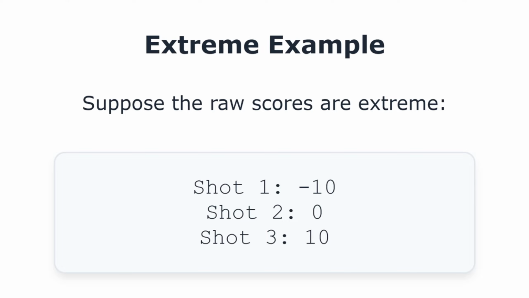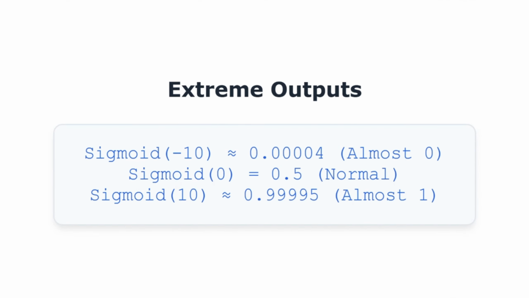After applying the sigmoid function, we get sigmoid -10 is approximately 0.00004, which is almost 0. Sigmoid 0 is 0.5, which is normal. Sigmoid 10 is approximately 0.99995, which is almost 1. That means shot 1 has only a 0.004% chance, so we can say that the player will definitely not score the goal. Shot 3 has a 99.995% chance, so we can say that the player will almost certainly score the goal.